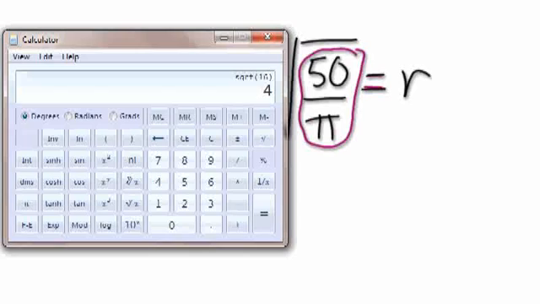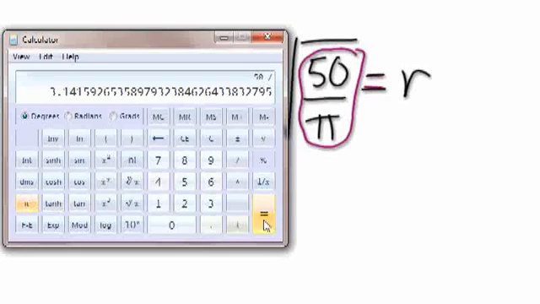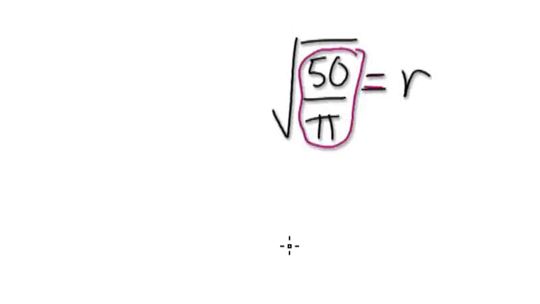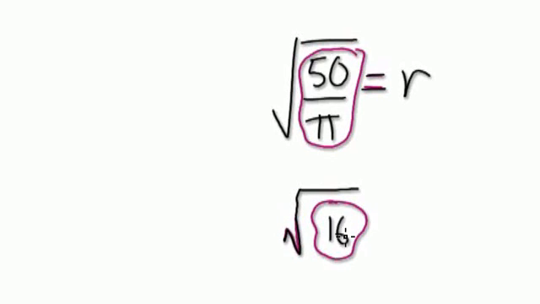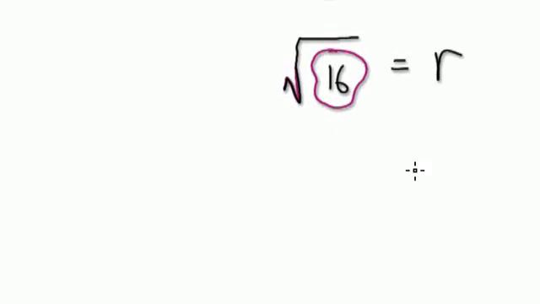So let's get a calculator out. Clear it. So 50 divided by pi. We've got to work out that bubble first. 50 divided by pi equals 15.91 and so on. Let's just say 16 roughly. So the bubble is 16, equals r. Now to work out r, you need to square root 16.